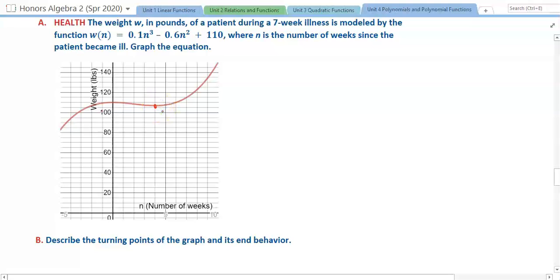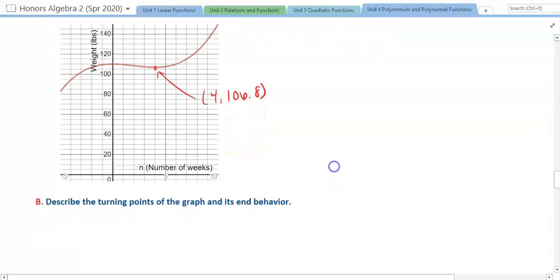We can get our graphing calculators and calculate that if we were to use the calc function on our TI-83s. And so using our TI-83, this point is at (4, 106.8). And so what that means is after 4 weeks, the patient will weigh 106.8 pounds at their minimum. So describe the turning points of the graph and its end behavior.